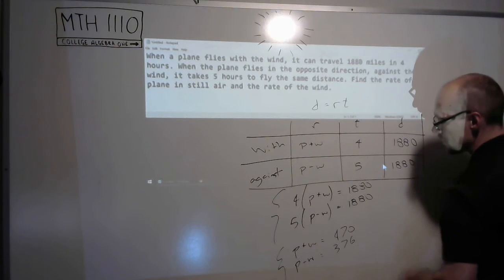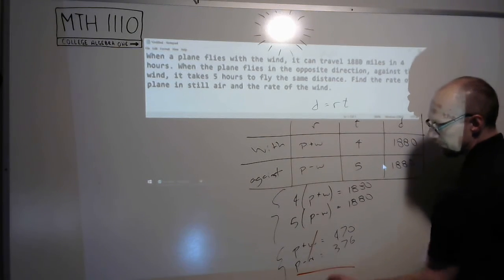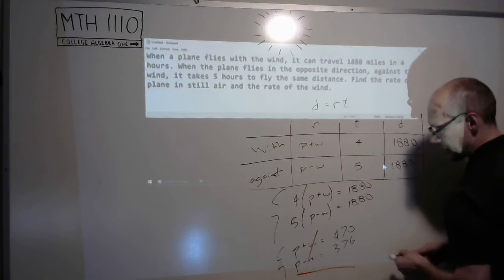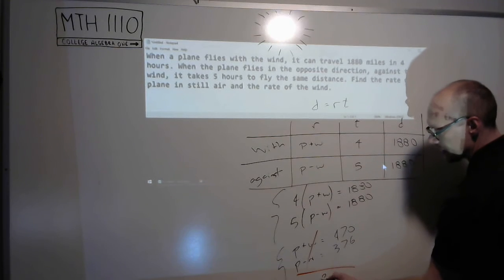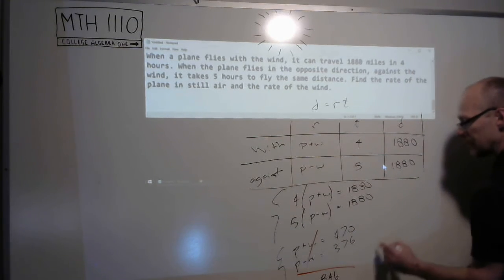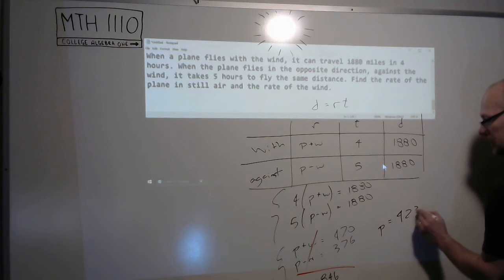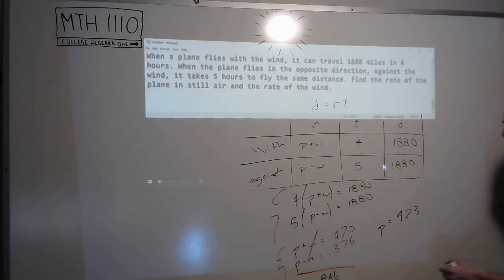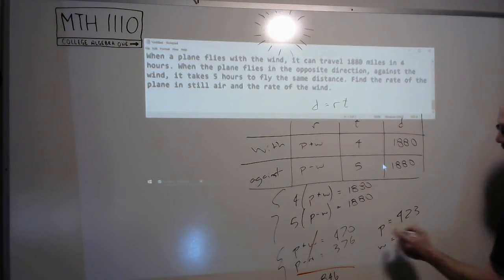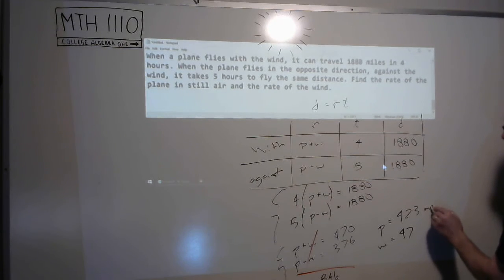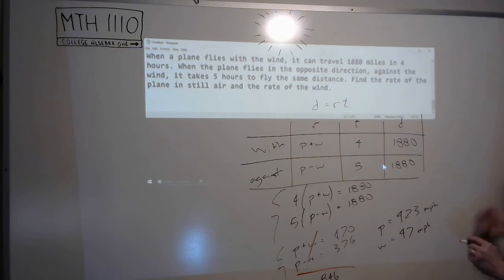Look at this. It's set up just fabulously for combination. So this becomes 2P equals 846. 846 divided by 2. The plane speed is 423. If the plane speed is 423, that means the wind is going to be how much more? 47. So is that miles per hour? I think so. Miles and hours, yeah. So the plane is going 423 miles per hour. The wind is 47 miles per hour, helping it and hurting it at different times.